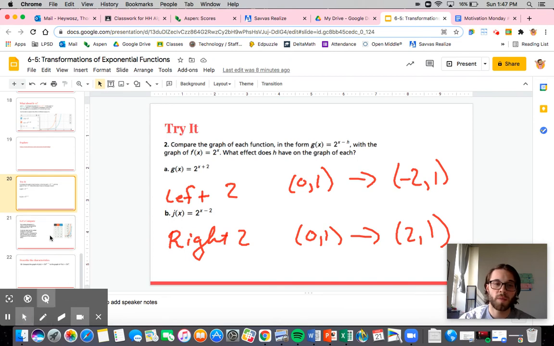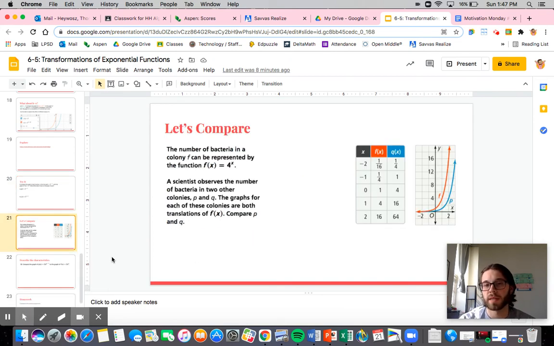Now, one of the important things to consider when we're looking at this is to compare the different graphs. It can be a little bit hard to identify sometimes, but my recommendation is to look for what's going on. So we have X, F, and Q, and then we have F and P. So let's compare. F is represented as 4 to the x. A scientist observed the number of bacteria in 2 other colonies, P and Q. The graphs for each of these colonies are both translations of F. Compare P and Q. Okay.